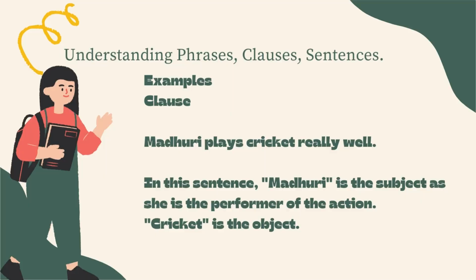Now, to give you an example of a clause, let's say "Madhuri plays cricket really well." In the sentence, Madhuri is the subject because she's the performer of the action. She's the agent. She's the one who's playing. What is she playing? Cricket. So cricket becomes the object. In the sentence, Madhuri is the subject and she is the performer of the action, and cricket is the object.